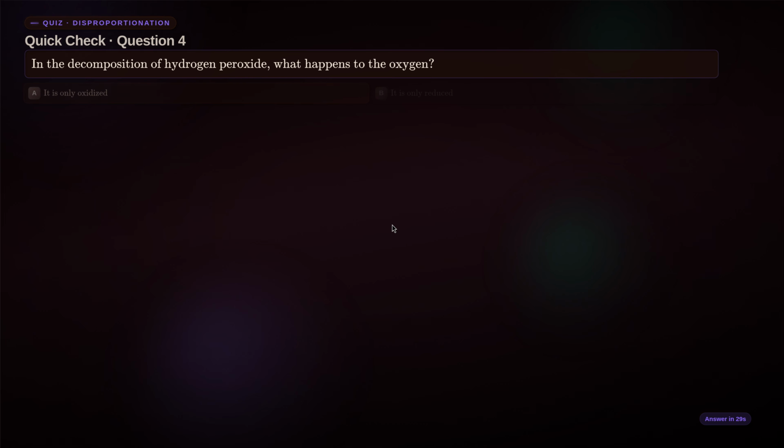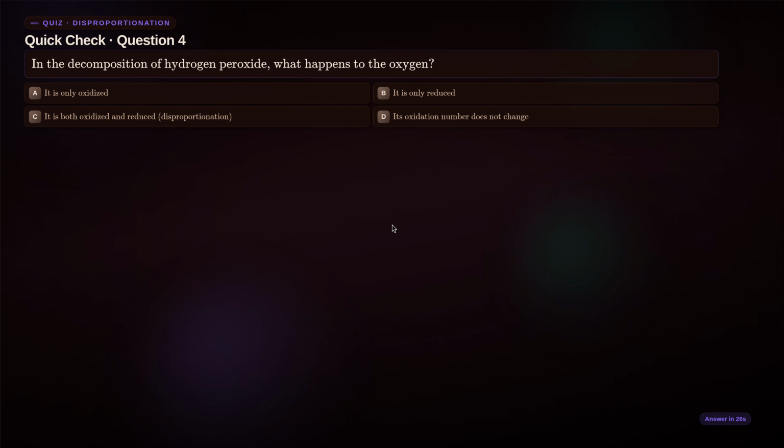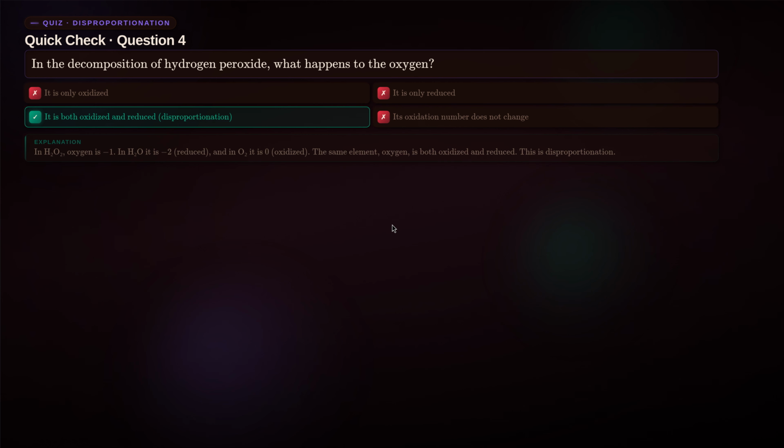Question 4. In the decomposition of hydrogen peroxide, 2H2O2 gives 2H2O plus O2. What happens to the oxygen? Option A, it is only oxidized. Option B, it is only reduced. Option C, it is both oxidized and reduced, a disproportionation. Option D, its oxidation number does not change. Take a moment to work it out. The correct answer will appear in 60 seconds.